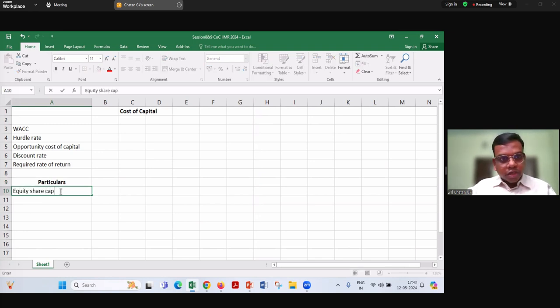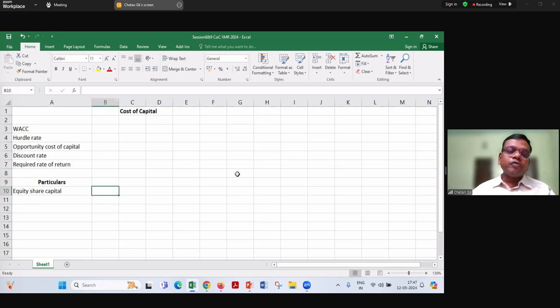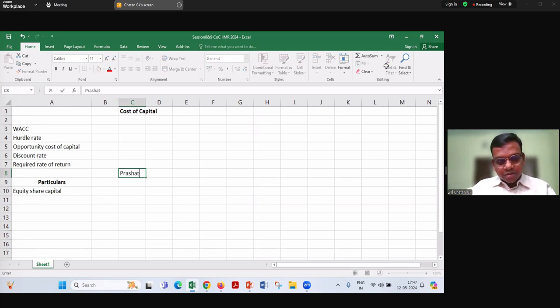Okay, so equity share capital, everybody knows it. What is equity share capital? It's owners' funds, in other words. So how to compute the cost of the owners' funds? First, we'll compute the weighted average cost of capital. So let us name this company Prashant Limited. Is it fine? Let us assume that it's a listed company and this is the name of the company. We have actually named it.